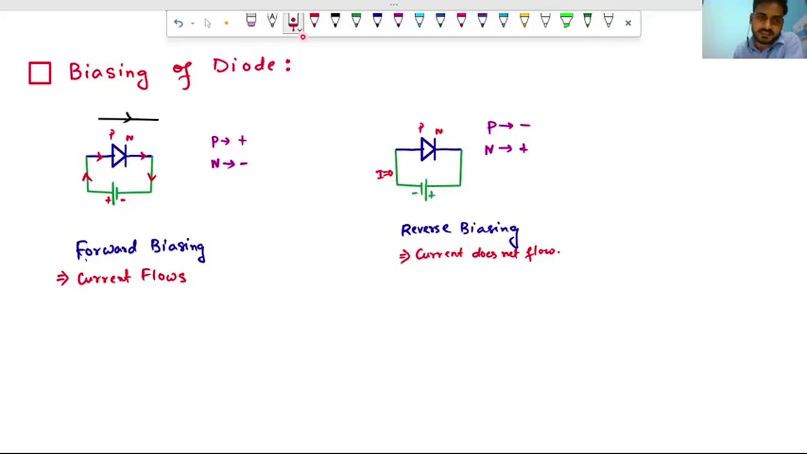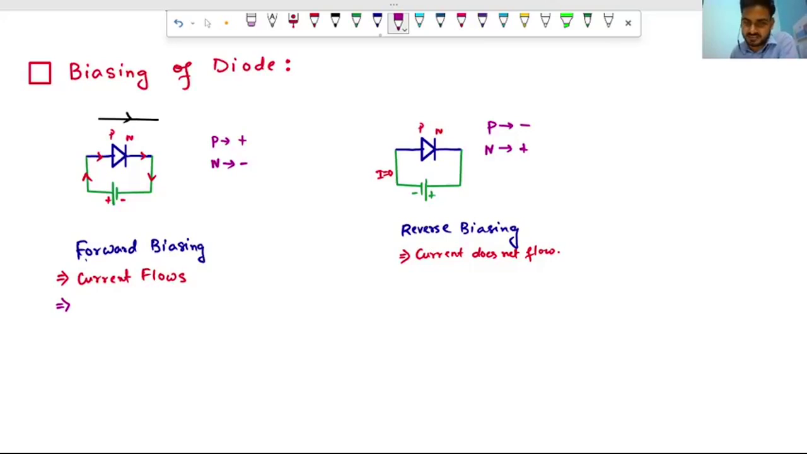Okay, so that's how we can remember for which biasing the current will flow and for which biasing the current cannot flow. So this is biasing of diode. For forward bias, once we connect it, current will flow easily. So as if it is on, current is flowing, this diode acts like a switch.